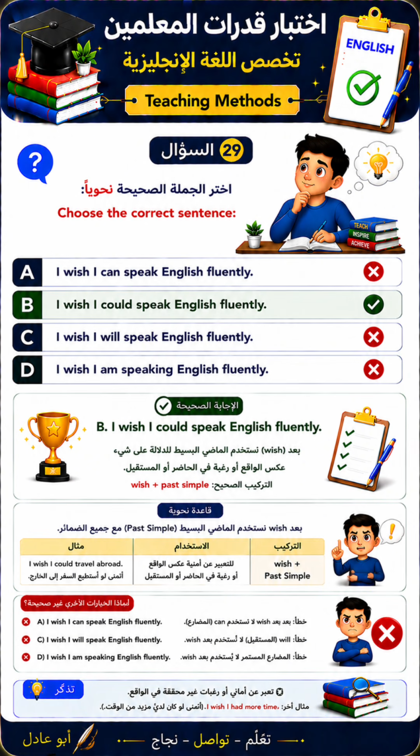The correct answer is B. I wish I could speak English fluently. We use wish plus past simple to express a wish about a situation that is different from reality. In this sentence, could expresses a desire to be able to speak English fluently. Therefore, B is the correct answer.